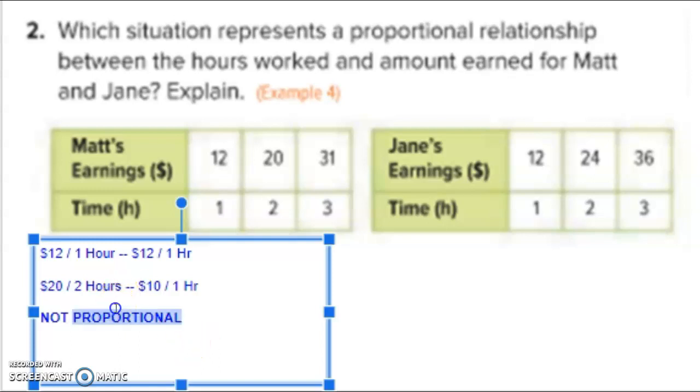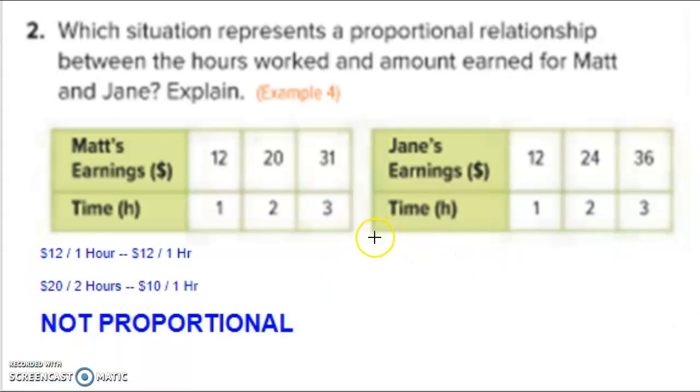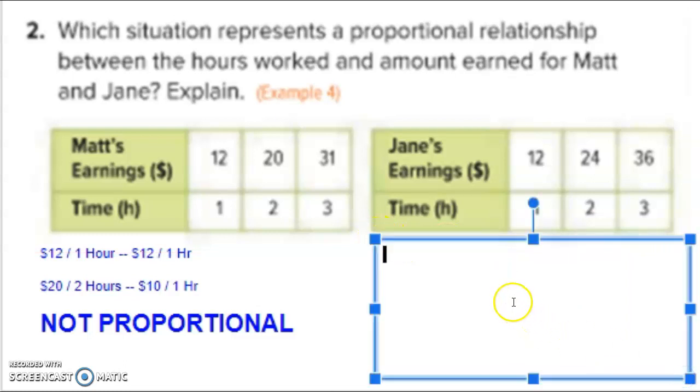It has got to be the same thing. Let's make this big so you guys see it. Not proportional. Now on the other side, we have Jane. Jane makes $12 in 1 hour, which is already a unit rate. Her next one says $24 in 2 hours. I know that I can reduce this. Numerator 24 divided by denominator 2 gives me a rate of $12 for 1 hour.